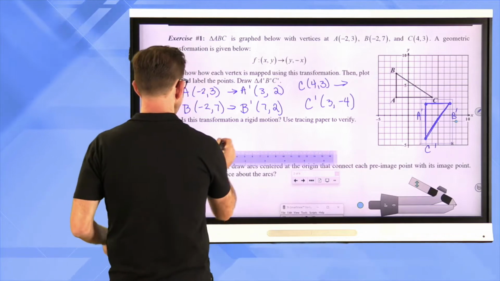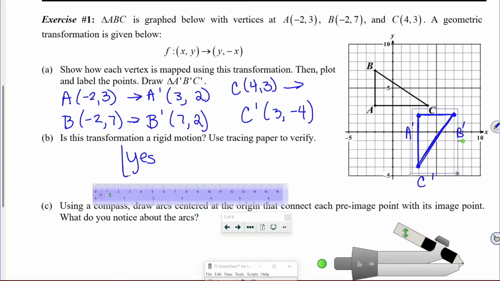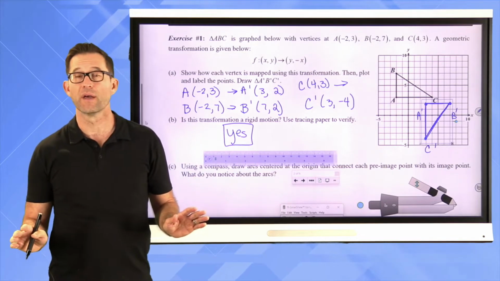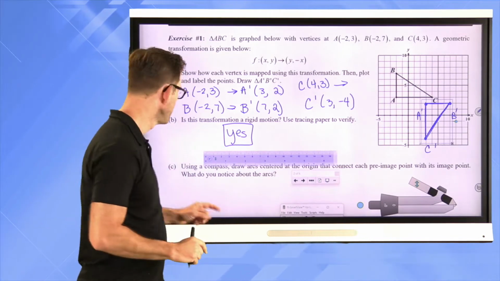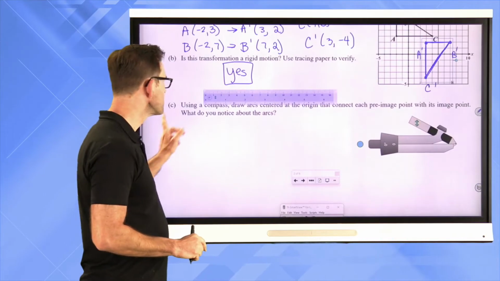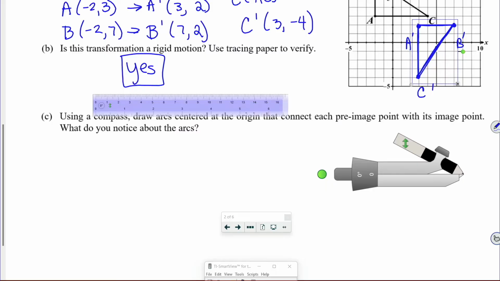So the answer is yes. Definitely lies directly on top. Okay, so this was a rigid motion. Now, final little piece, letter C. Using a compass, draw arcs centered at the origin that connect each pre-image point with its image point. What do you notice about the arcs?